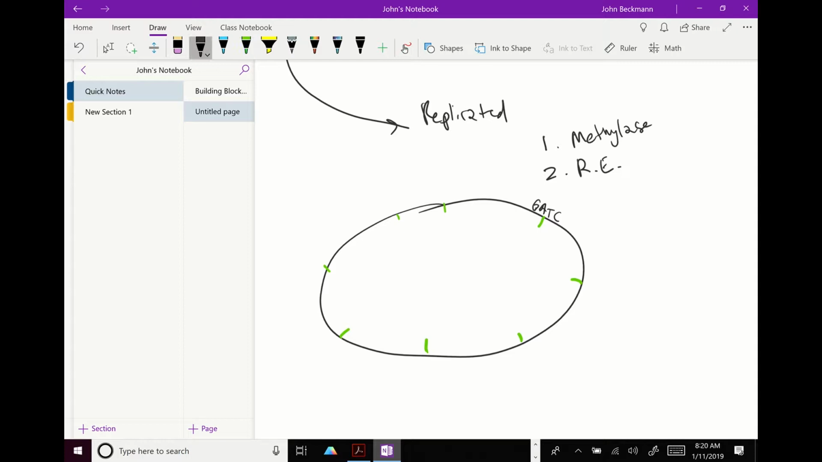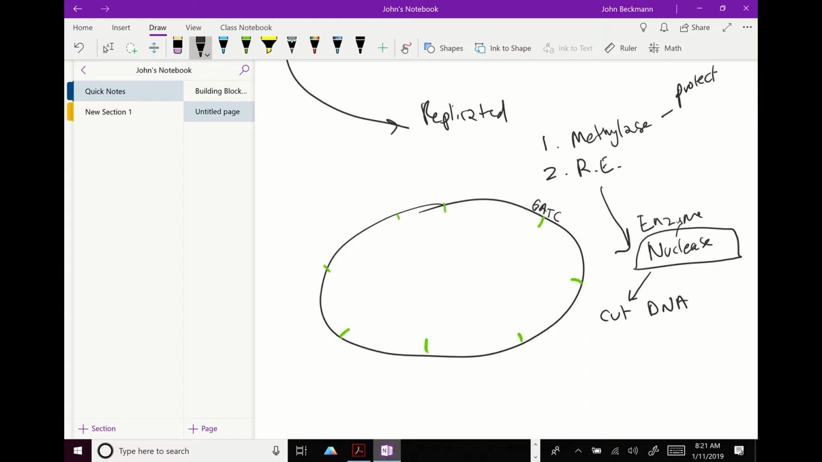And the function of that methyl group is to protect, because the restriction enzyme is an enzyme that is a nuclease. What do nucleases do? Okay. What do you think of? Close. Very good. So they will cut DNA. So the function of a nuclease, if you ever see nuclease, it cuts DNA. Okay. And if you get your DNA cut, that's a bad thing.